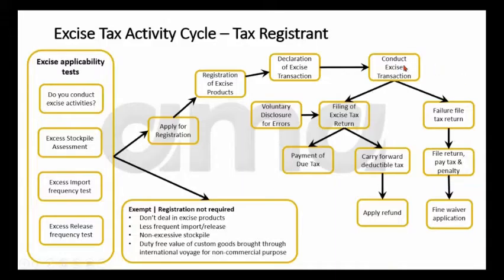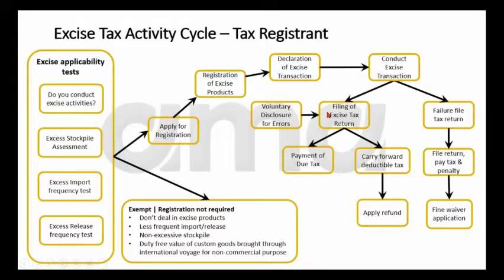So this is one way: you filed the return, and you either paid the tax or carried it forward and set it off against the due tax, and if there was some residual, you applied for the refund.